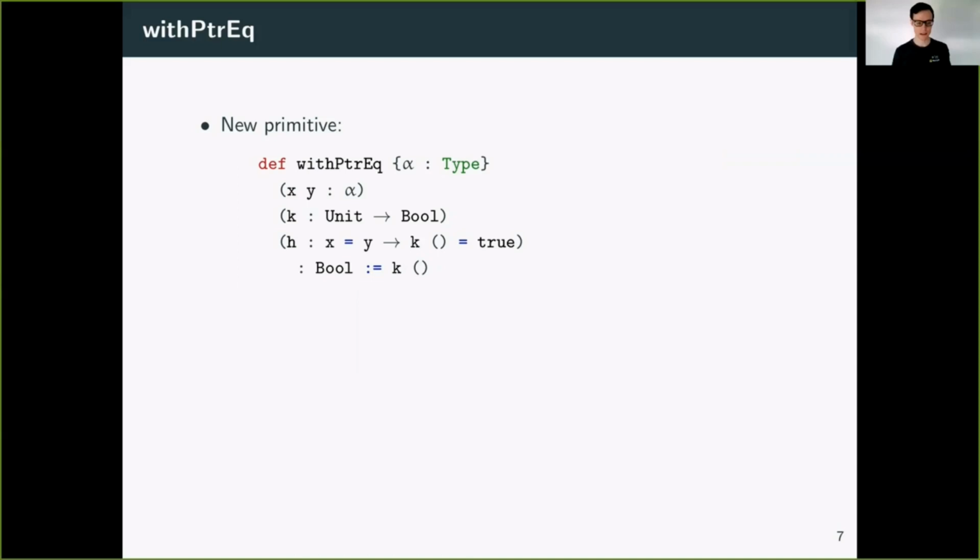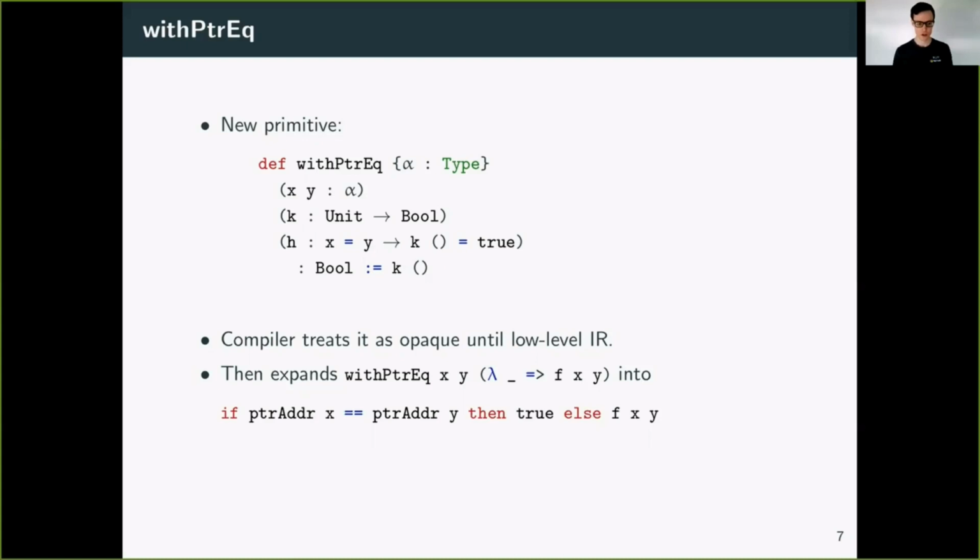And now withPointerEq takes two terms, x and y, of type alpha, and a thunk k that takes a unit type and returns a bool. And the precondition h is a proof that if x equals y, then this thunk k is going to return true. And then the overall primitive withPointerEq returns a bool. And its pure reference implementation just simply evaluates the thunk. And now the compiler will treat this as opaque until reaching the low-level IR, at which point it will expand a call to withPointerEq to the following pseudocode snippet.